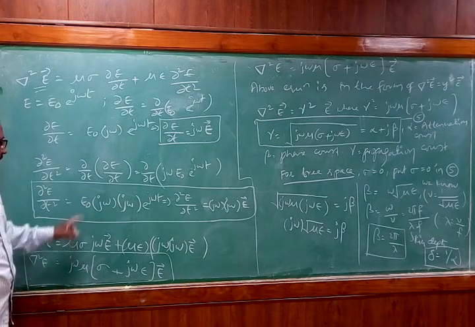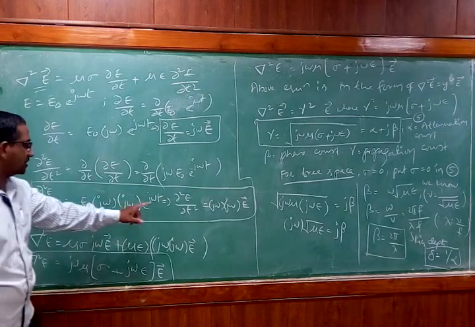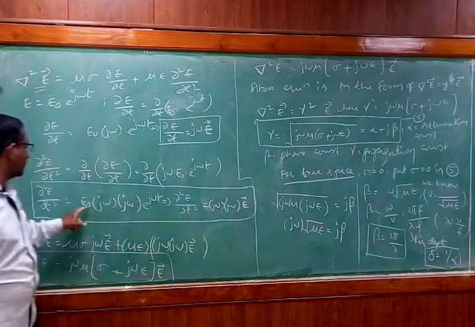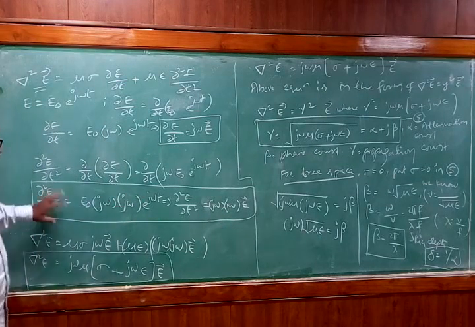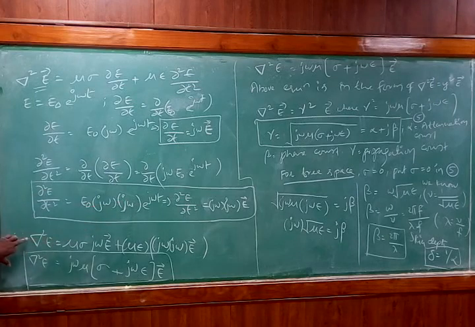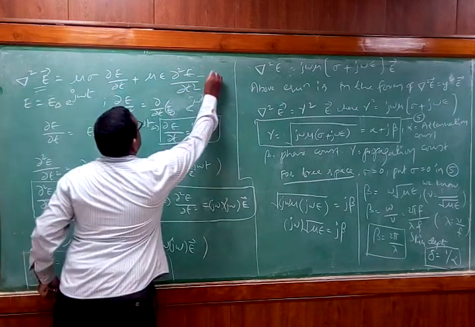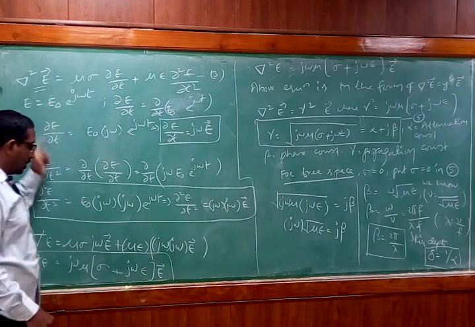So therefore, E naught into e power j omega t is nothing but E, and the rest, j omega, remains as it is. Now after we get this, finally we can substitute in the above equation, equation number 3. I substitute in the above equation 3.